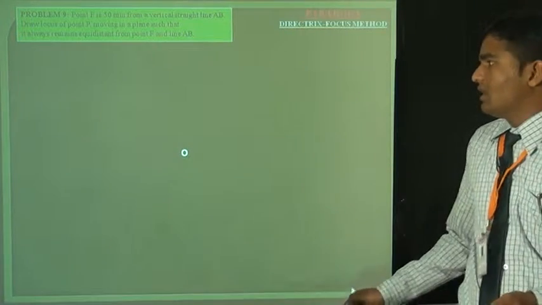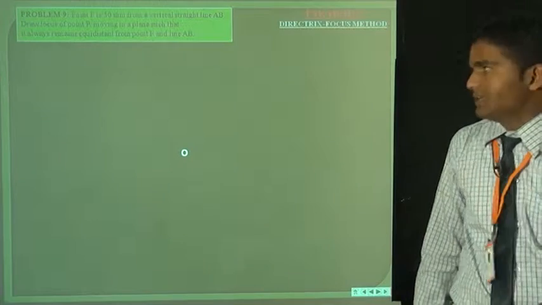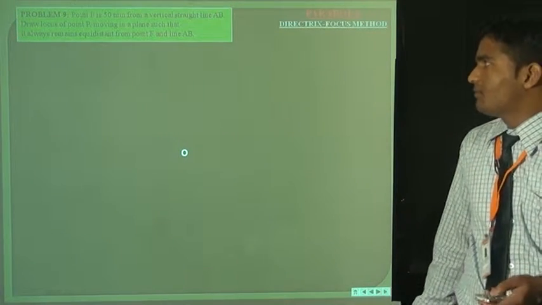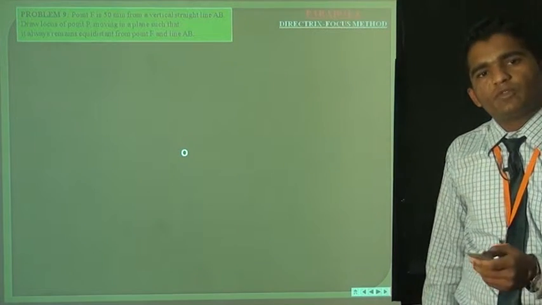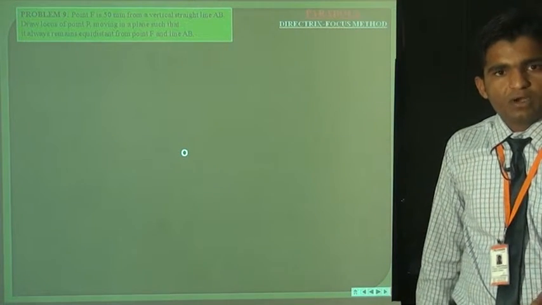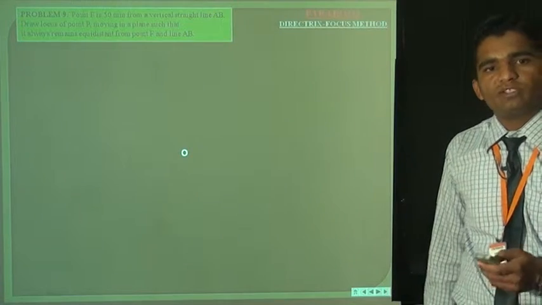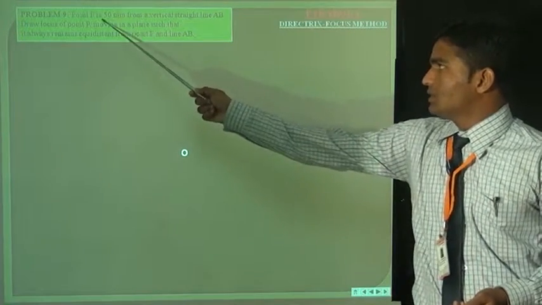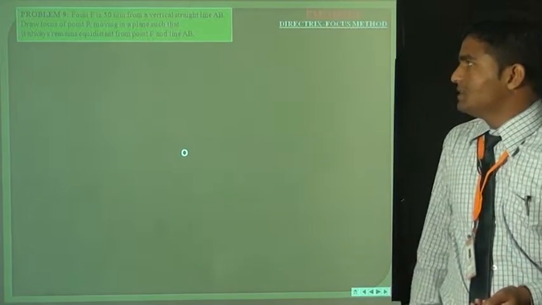As per the definition of eccentricity, the eccentricity is the ratio of the distance of the moving point from the focus, or fixed point, to the distance of the moving point from the directrix. So in this problem we have a total 50 mm distance.